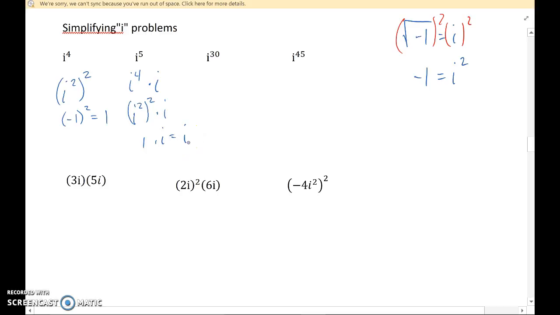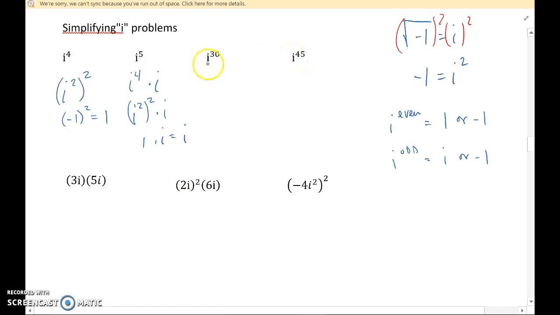And so from these two examples, we can state that i to an even exponent is going to give us a 1 or a -1, and i to an odd exponent is going to give us an i or a -i, and that's all going to depend on if we have an even number of i's after we take 1 away from our odd exponent.